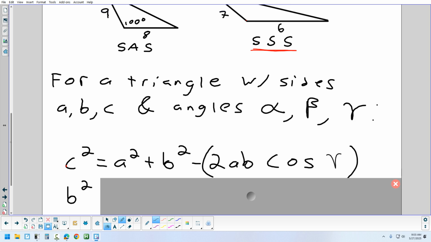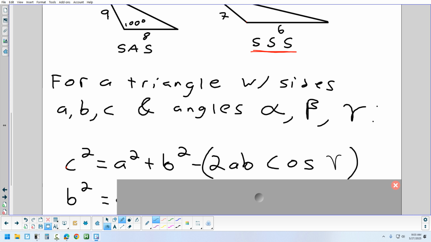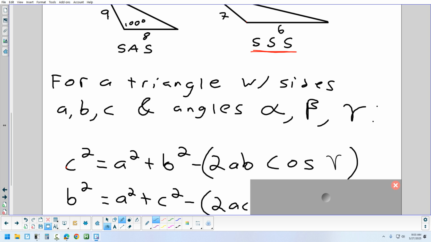So let's see if we can write it for B squared. What do you think would come next after the B squared? A squared plus C squared. Then what? Minus 2AC. And the last part? Cosine beta. Yep.